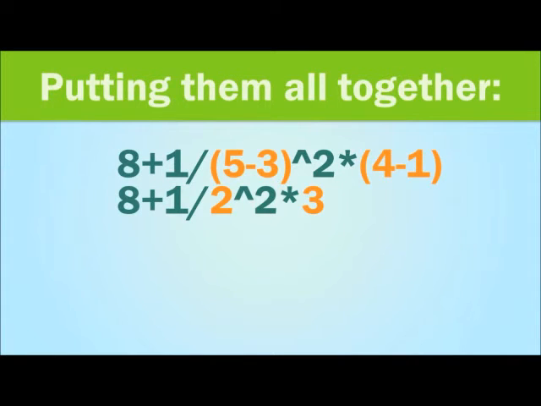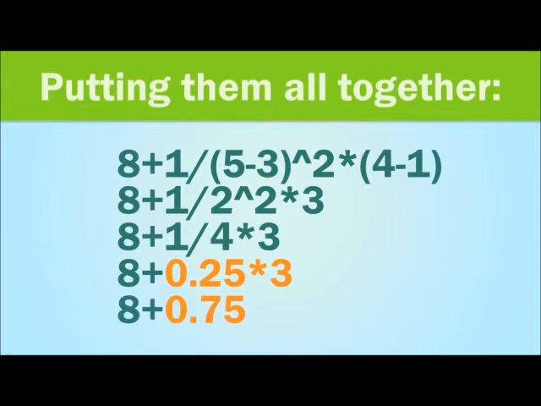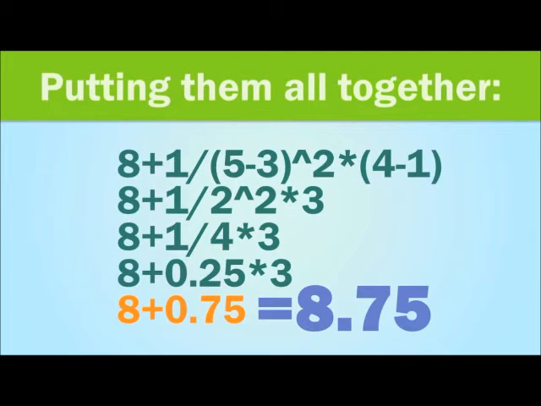Next, we'll look to see if there are any exponents in this formula, and there is one, 2 to the second power, and when we calculate it, it becomes 4. Next, we'll do the multiplication and division going from left to right. And now all that's left is addition, and that gives us our answer, which is 8.75. And that's the same answer that Excel would give you if you entered in that formula.